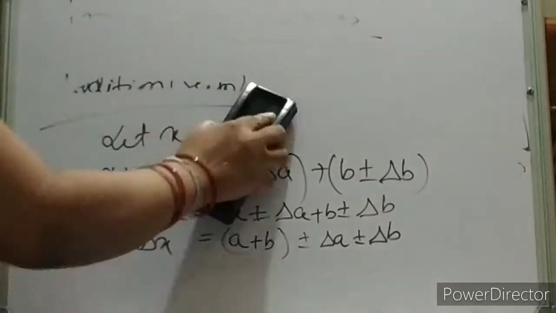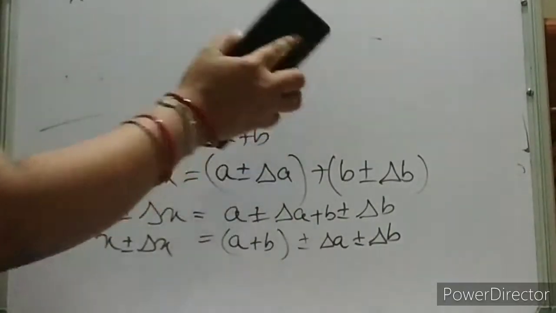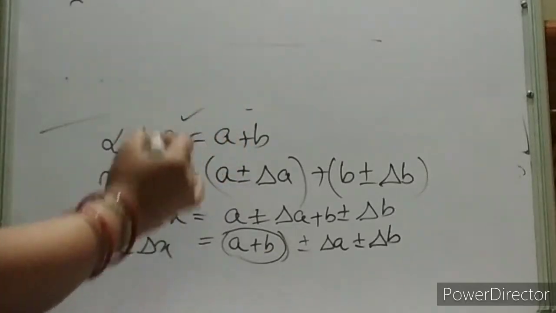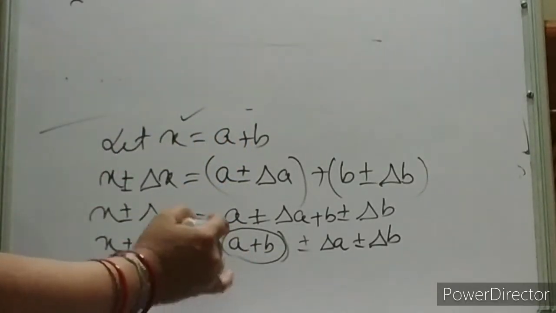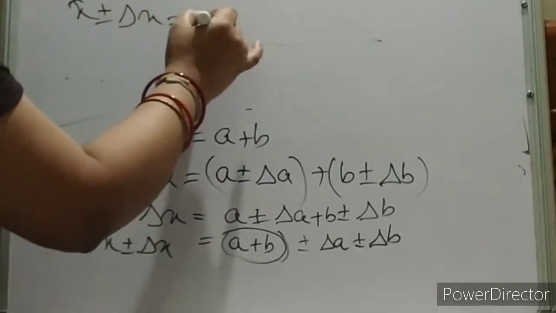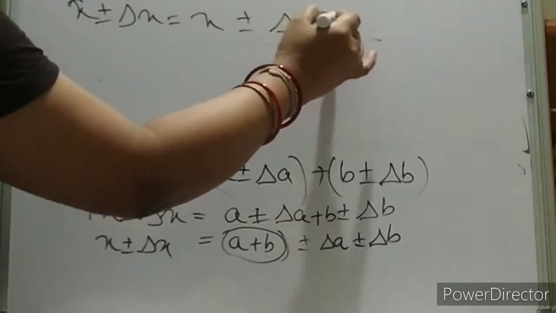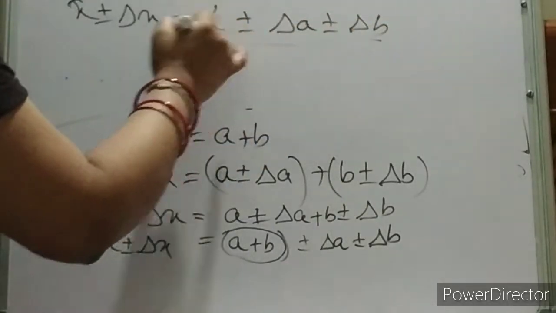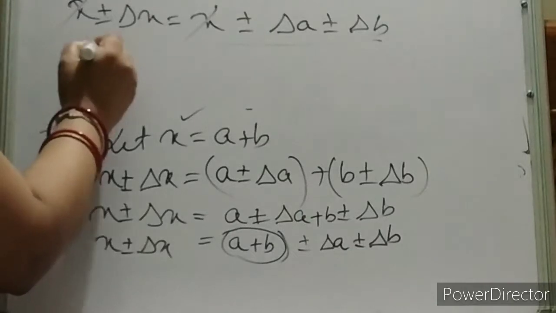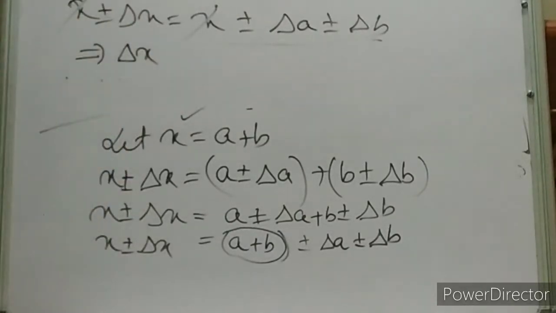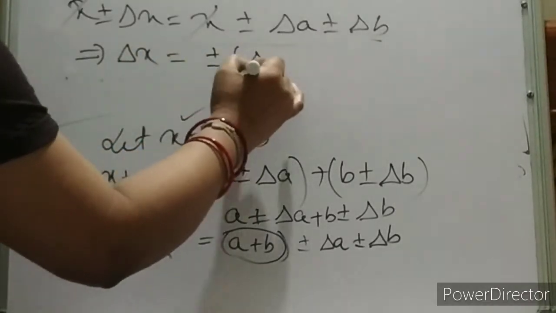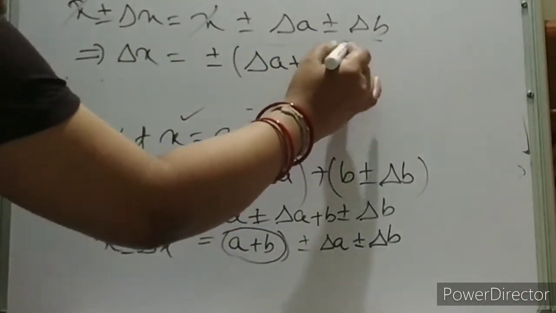Okay, now what will we do? See, this a plus b is nothing but your x. That means we can cancel it out. Let me write so that we will not get confused: x plus minus delta a plus minus delta b. This x gets cancelled. So we write delta x is equal to plus minus delta a plus delta b.